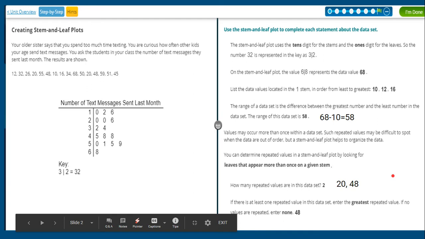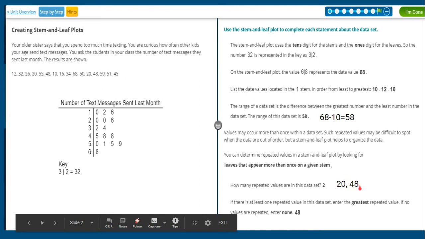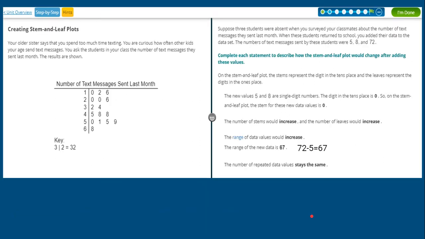So the greatest repeated value, I listed them right here on the screen. The greatest repeated value is the number 48. So 48 is our answer right here. All right, going to the second one.